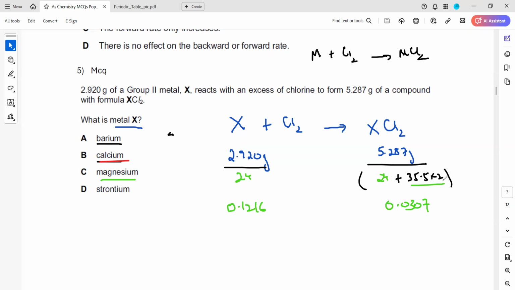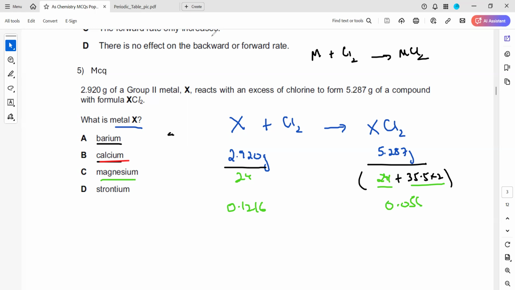The total will be 71 plus 24, which is 95. So 5.287 divided by 95, that will be 0.055. Because this is 24, and 24 plus 71 is 95. If we divide by 95, we got 0.055. So again, you can see it's not the same. So it cannot be magnesium.